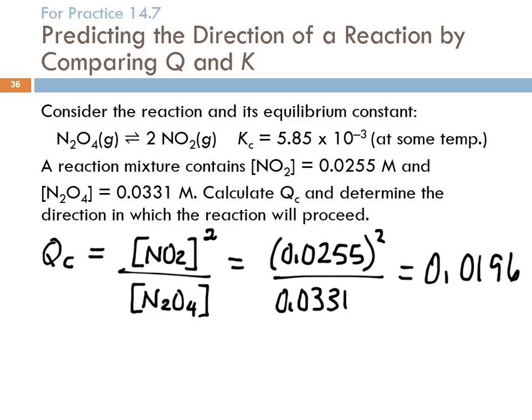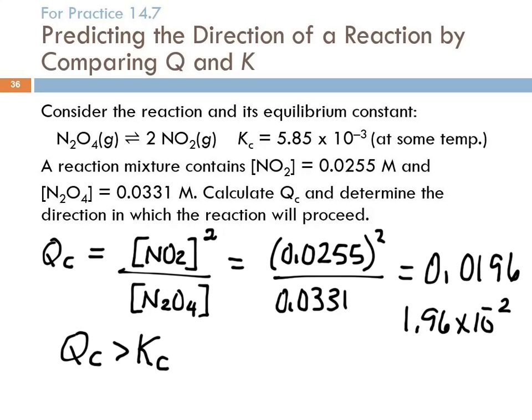What do we do with that number? We compare it to KC. Maybe it would be helpful to write this in scientific notation. So, is this one bigger or smaller than KC? It's bigger. So we've got QC is larger than KC.